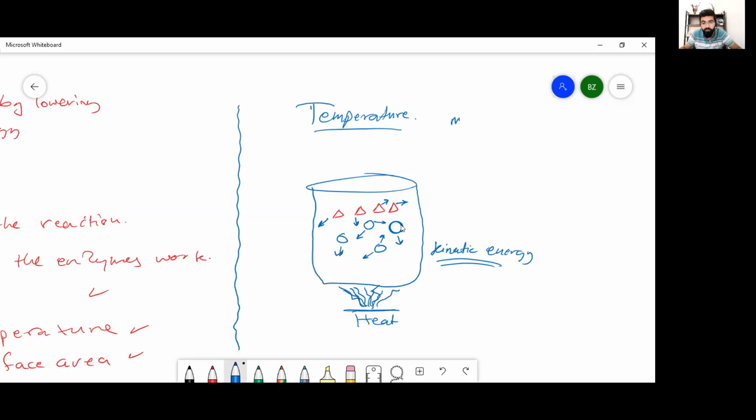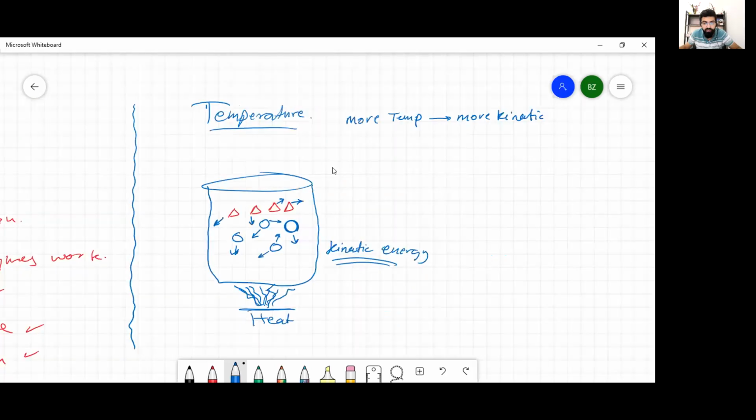More heat or more temperature means more movement energy. Temperature is a measurement of the amount of heat, an average. More temperature means more kinetic energy. Excellent.